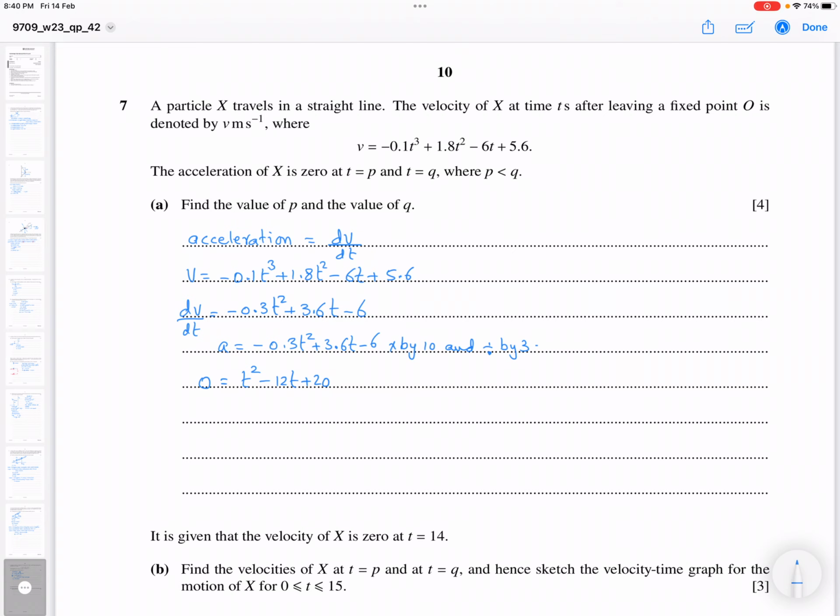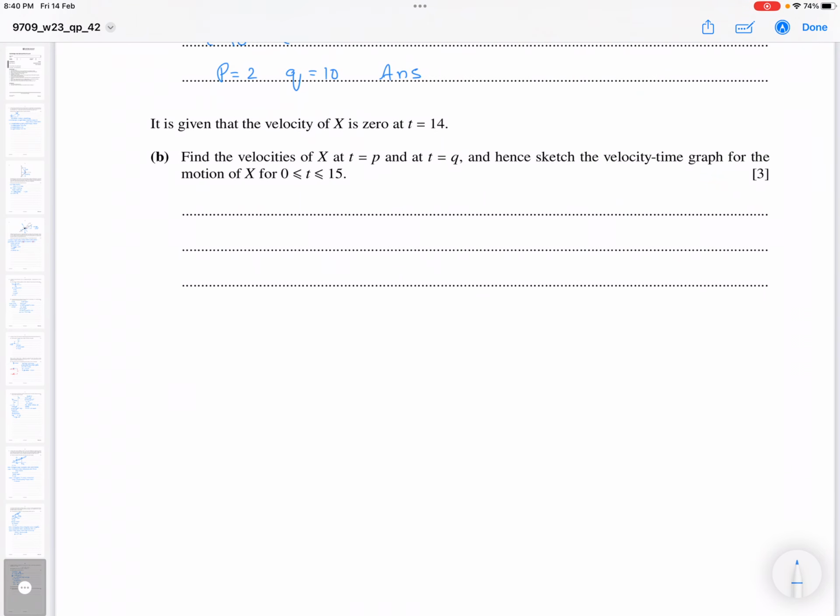So factorize it, you will get t minus 10 and t minus 2 equals 0. So t equals 10 and t equals 2. So he said p is less than q, so your p is 2 and q is your 10. This is your answer.